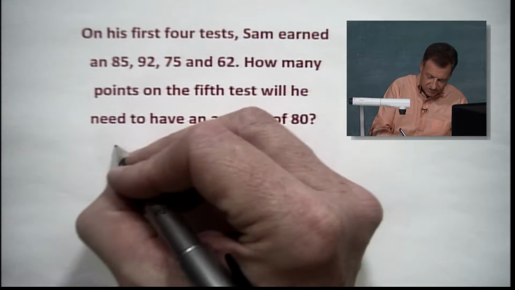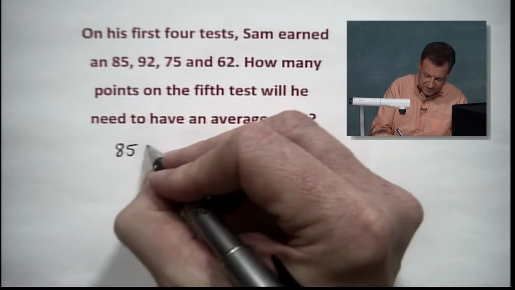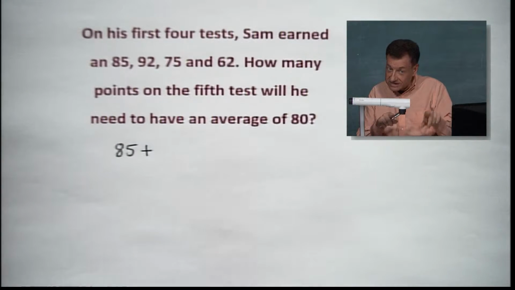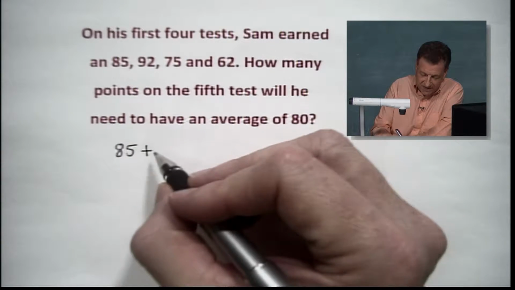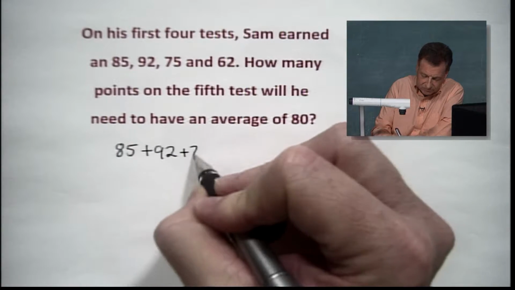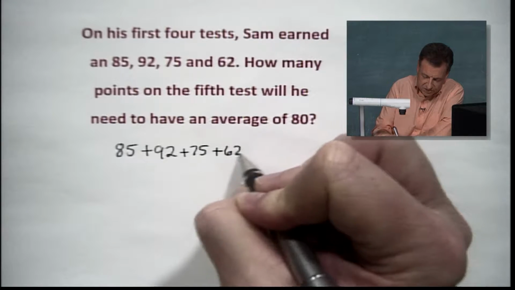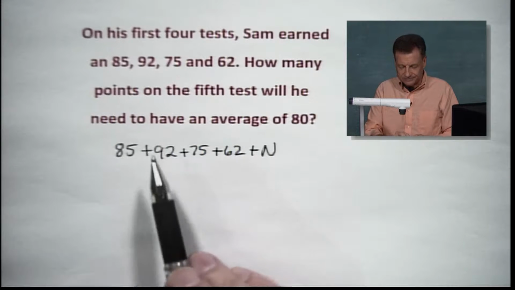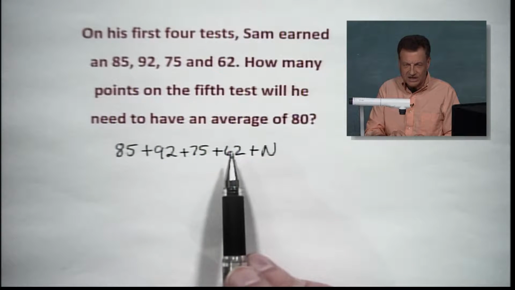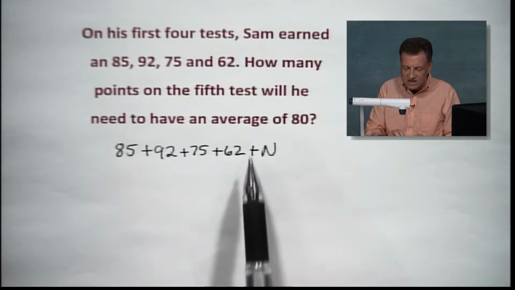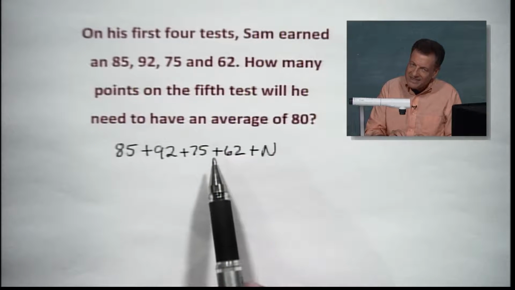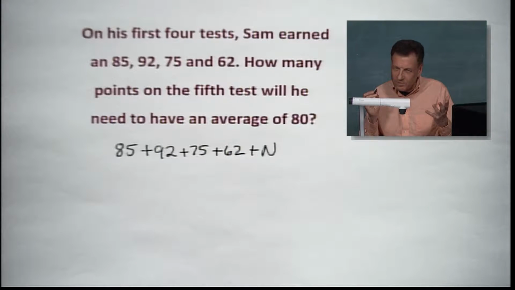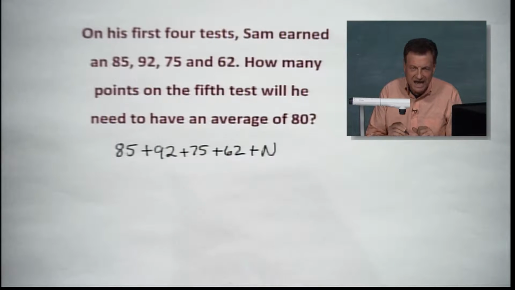So let's take a look at this. We're going to take the 85, which is the first test, and average, by the way, we add them together and divide by, in this case, 5. So we're going to take 85 plus 92 plus 75 plus 62, and I'm just going to say we're going to add in another grade. Now let me point out, these 4 grades would give you an average that he's got right now, but it's probably going to be a little bit under 80. And then it takes a little bit of work to figure out what we're going to do, especially when we add another grade, and now we're dividing by 5.